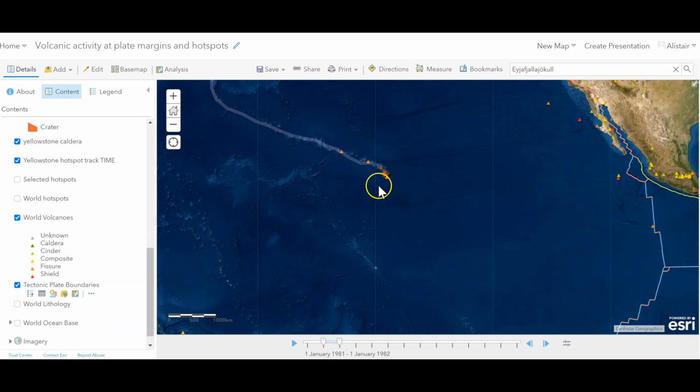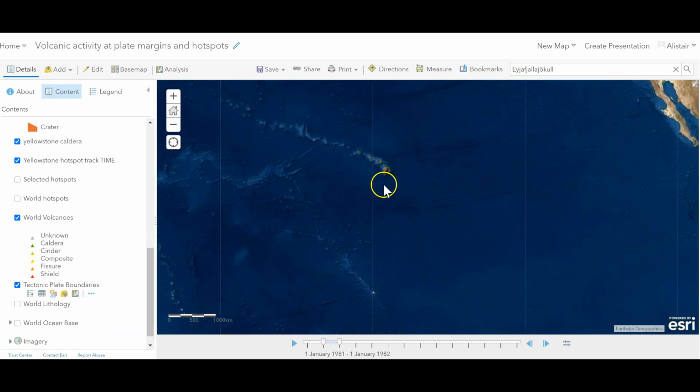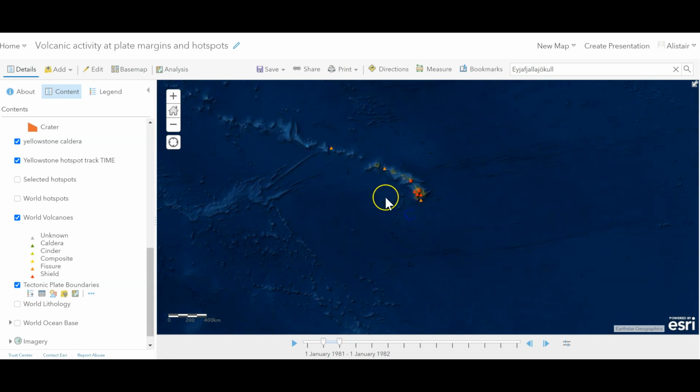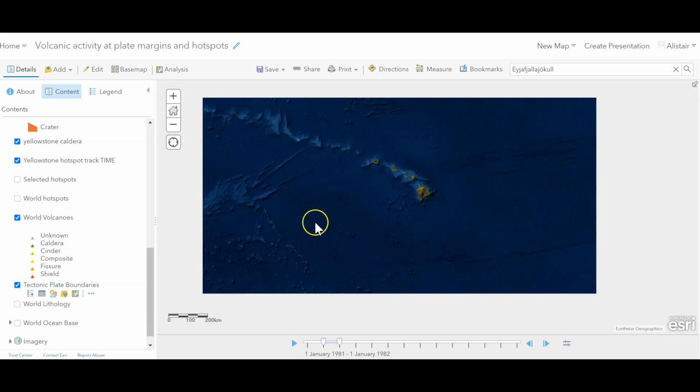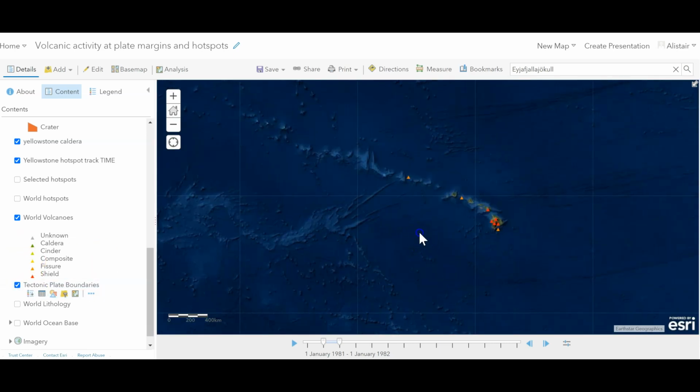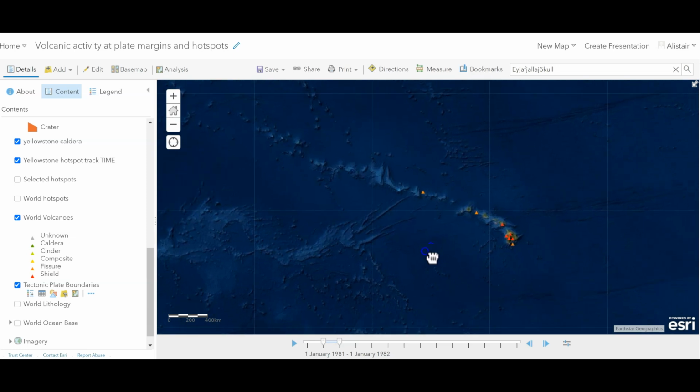Now, if we turn on the legend here for the type, you can see that it is mostly made up of shield volcanoes. It's a different type of volcano. Hopefully you remember those from your GCSE days. That's your shield volcano.